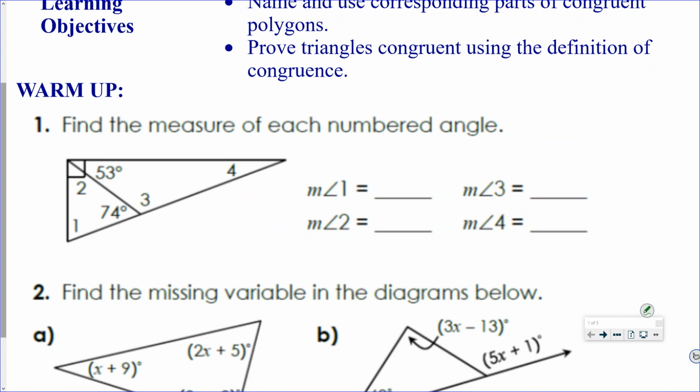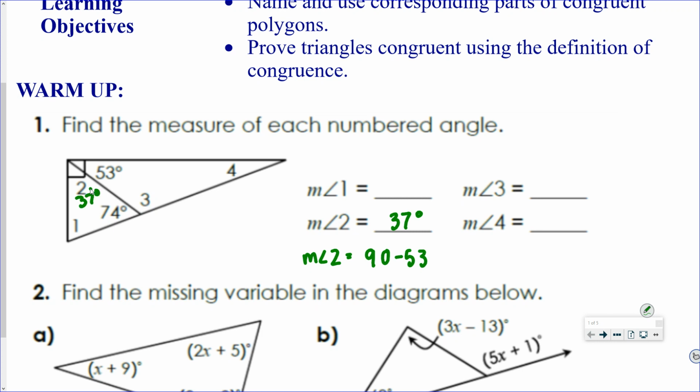Probably the two easiest to find would be 2 or 3. So I found 2 first by just taking 90 minus 53. I see that right angle symbol, so I know I have to total 90. I got 37. And sometimes it's helpful to write in the triangles as you go.